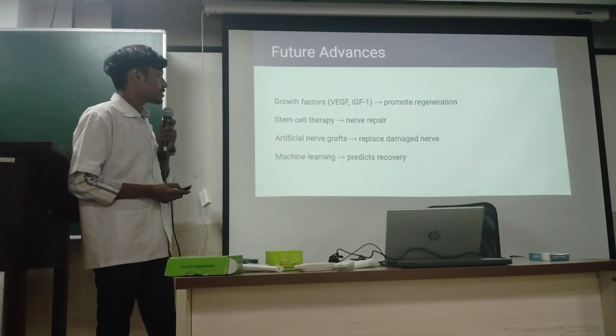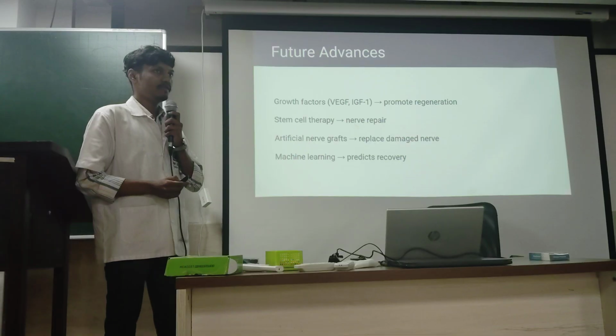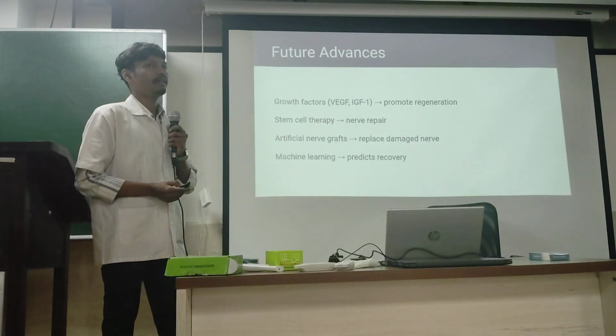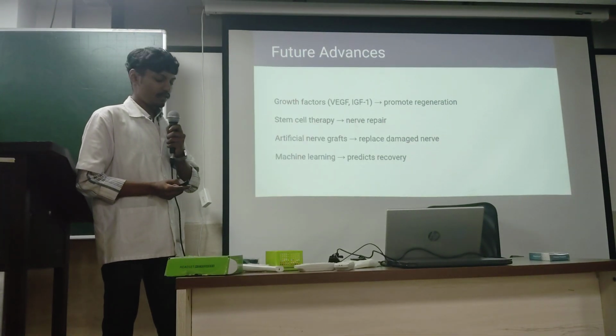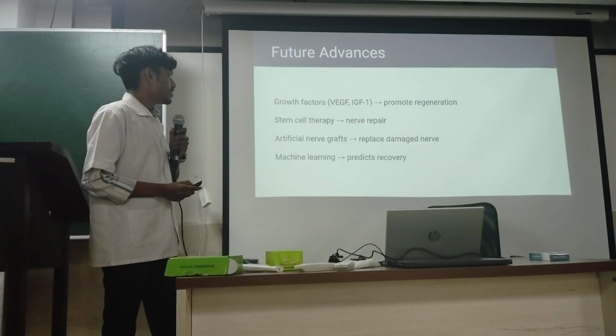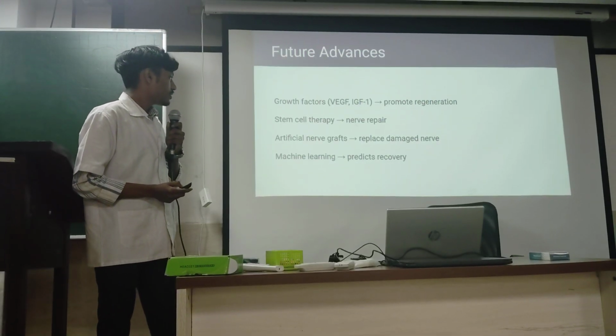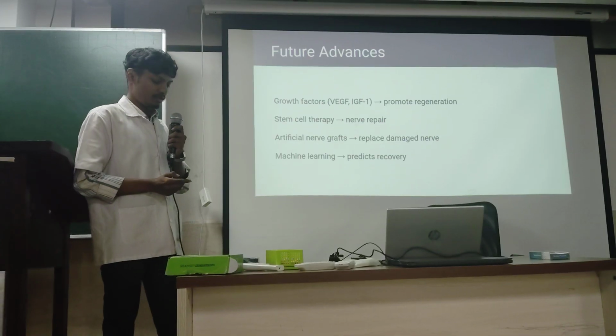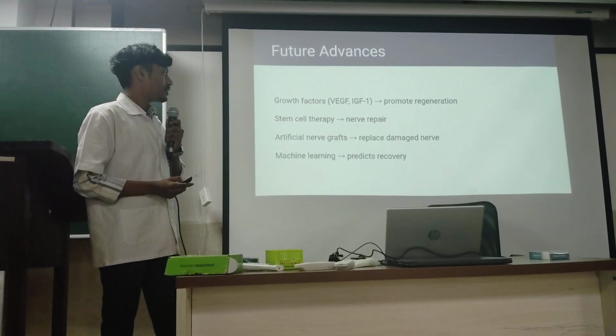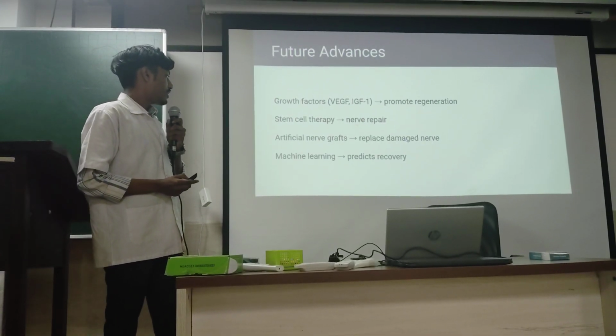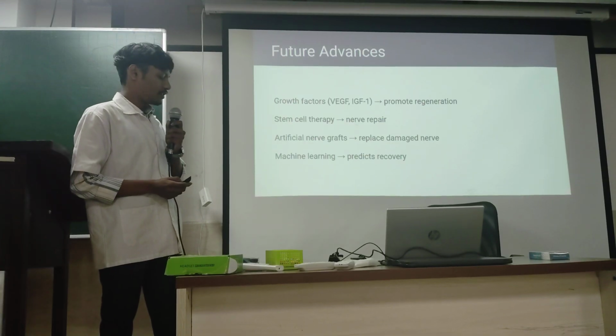Some of the future advances are growth factors like VEGF, that is vascular endothelial growth factor, and insulin-like growth factor. They promote regeneration. Next one, stem cell therapy. It repairs the nerve. Next one is artificial nerve grafts. They replace damaged nerve. And the last one, machine learning predicts recovery.